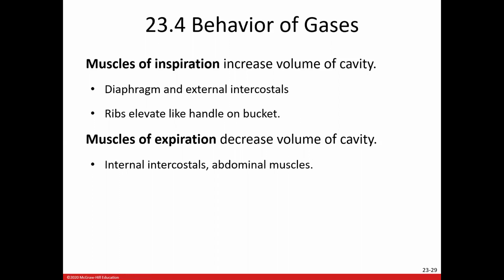Then when you expire, when you push the air out, you're going to have a decrease in the volume of that cavity. And the muscles responsible, in this case, are your internal intercostals and your abdominal muscles. So those internal intercostals will contract and decrease the volume of the cavity. The abdominal muscles will contract and push the diaphragm back up as it relaxes. And those ribs will swing back down. Again, all of this will contribute to the volume decreasing, pushing the air from the lungs out of the body.